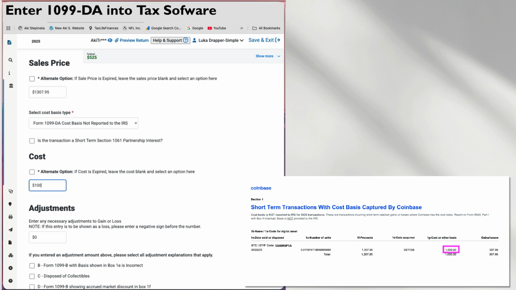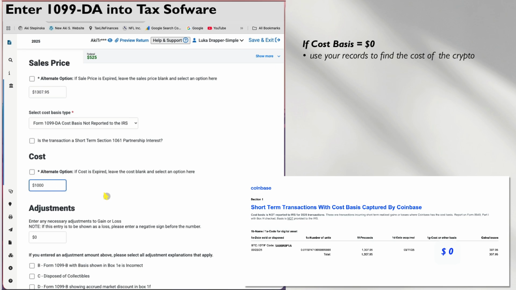In this example, Luca's cost basis was $1,000, which is listed in box 1G of the 1099-DA. If the cost basis is shown as 0 because the broker did not have that information, it is your responsibility to enter the correct cost basis. If the form shows an incorrect amount, for example 500 instead of the correct 1,000, you should contact the broker first to correct it before entering a different number on your tax return.